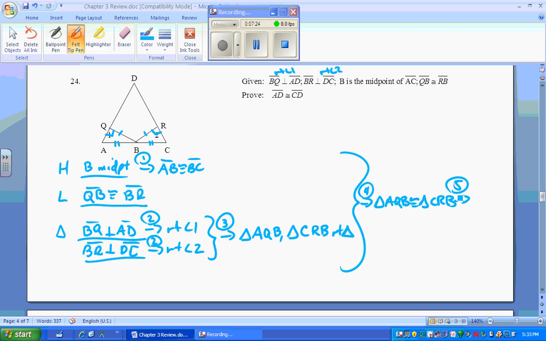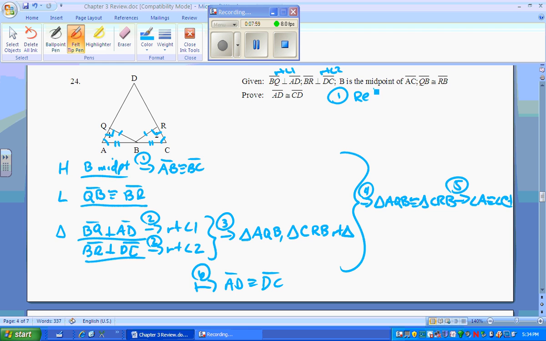Next is CPCTC. AD is not a side in the triangle, so you have to come up with another strategy. The other strategy is using that idea of sides and angles. Angle A is in this triangle. Angle C is in this triangle. So angle A is congruent to angle C. What's special about that? Well, what do you notice? If you have two angles, then you end up having two sides. Reason 6. AD is congruent to DC because if angles, then sides.